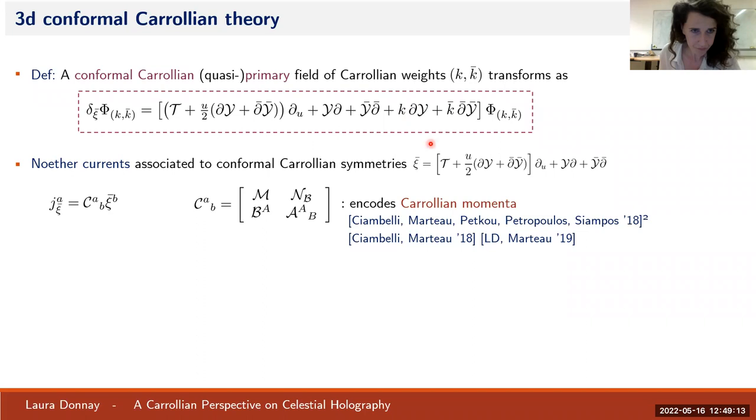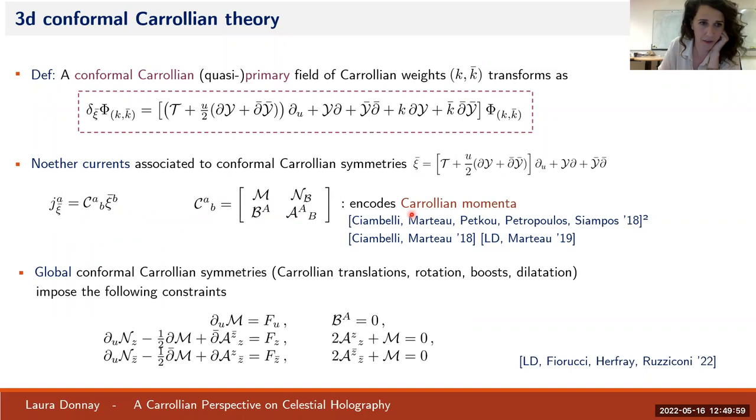Okay. Now, what you can do is to package the Noether currents which are associated to these conformal symmetries, which take this form, just the usual BMS restriction. You can package this current in terms of this quantity, which is something Charles introduced in his work with the team in Paris, the so-called Carrollian momenta. So the C^AB here is a repackaging of the Noether current into different components, which are called the Carrollian momenta.